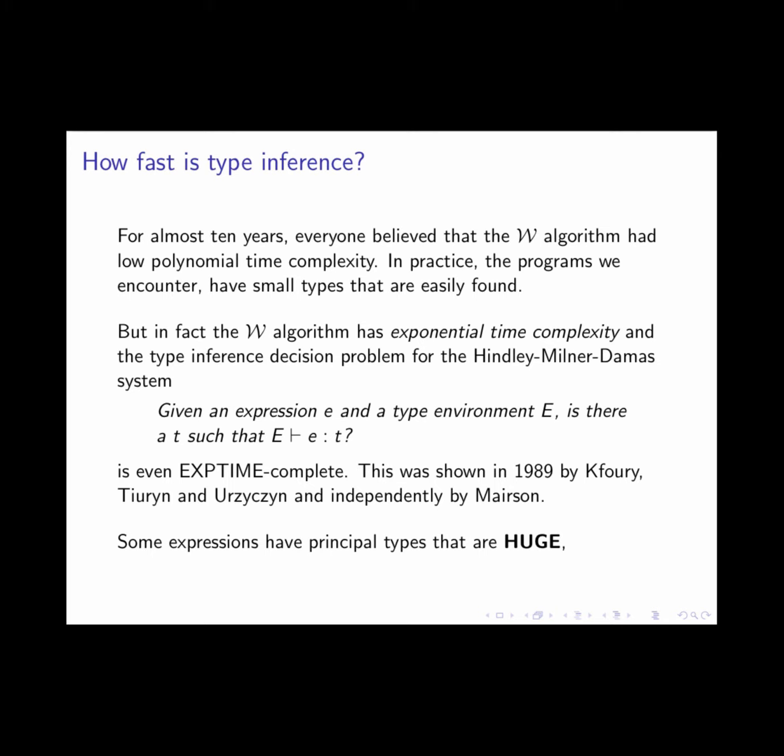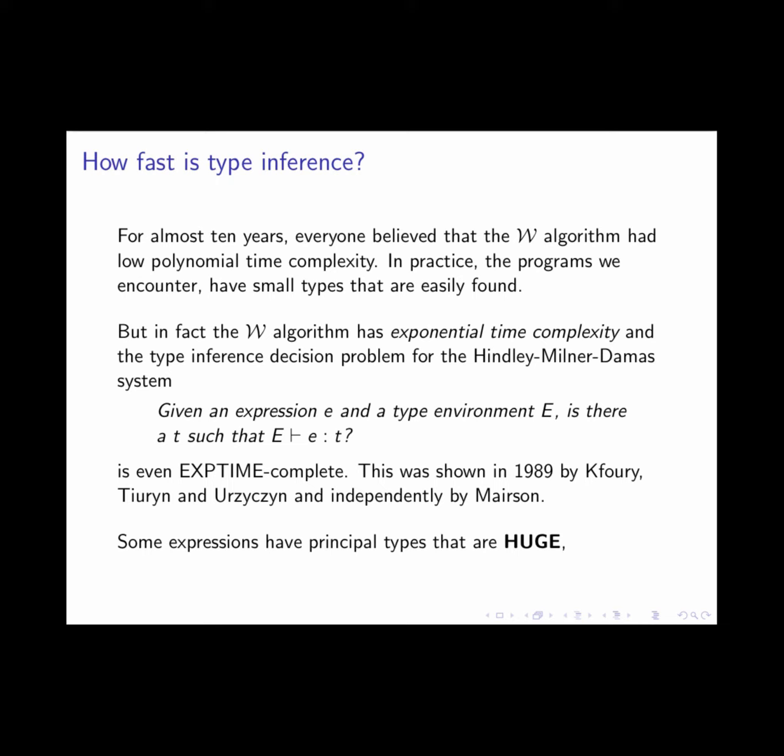The W algorithm has exponential time complexity, and the type inference decision problem, which is, given an expression E and the type environment, can we find a T such that E has type T in the environment? That problem is even exponential time complete, so it is the worst of all exponential time problems. And this was in fact shown in 1989 by Kfoury, Tiuryn, and Urzyczyn, and independently of them by Mairson.